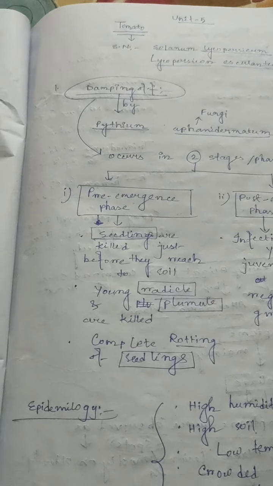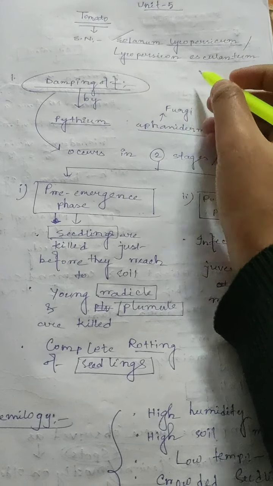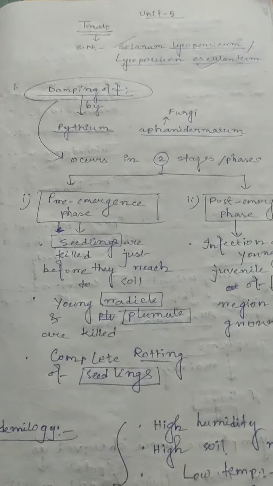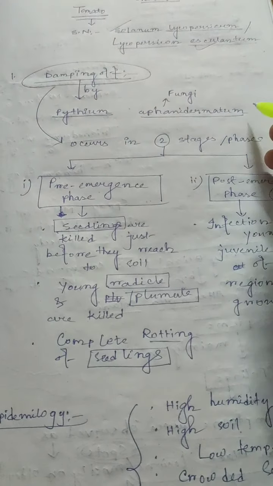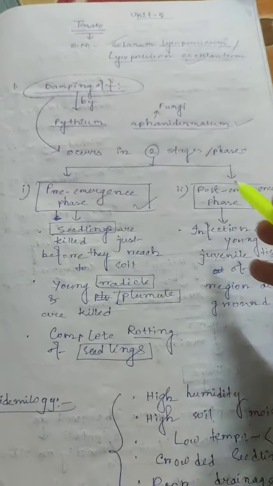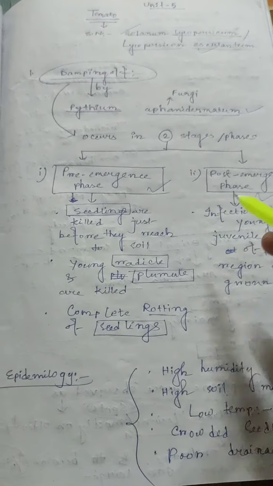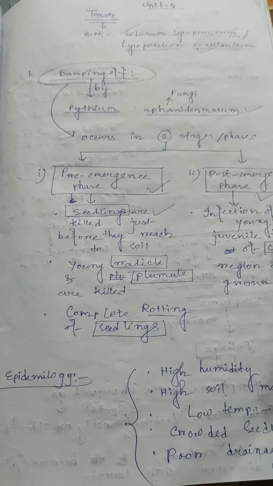Unit 5 is tomato. Tomato, Solanum lycopersicum, Lycopersicon esculentum. Damping off of tomato: first is damping off, which is caused by the fungus Pythium aphanidermatum and occurs in two stages or phases: pre-emergence phase and post-emergence phase. Pre-emergence phase: seedlings are killed just before they reach the soil surface.